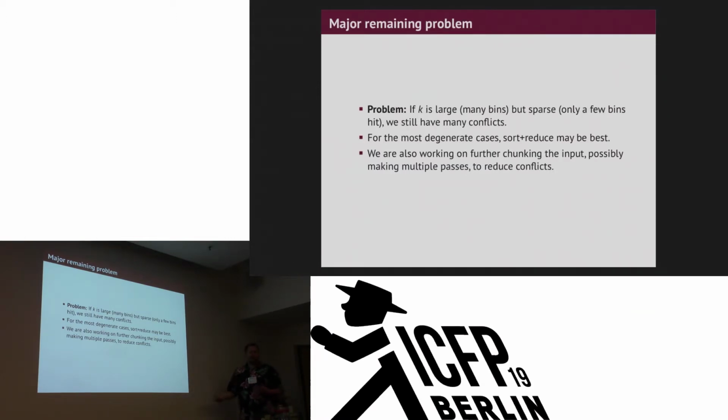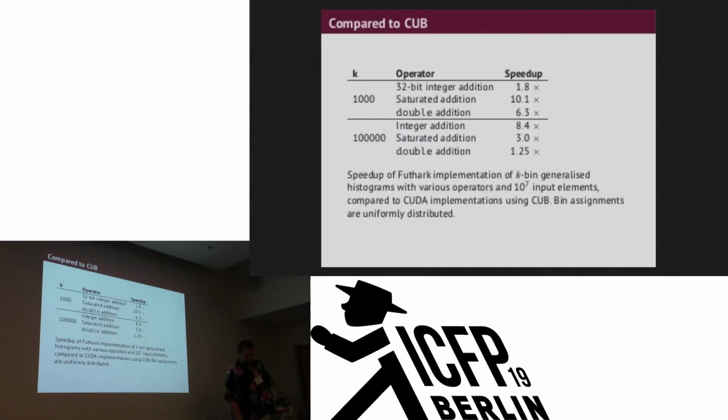And we also work on various other techniques, because we have to write a paper about this, where we chunk the input and make multiple passes to try to reduce the conflicts, based on first running an inspector to estimate how many conflicts we will have. But this is not really implemented yet, except in a manual prototype, and I don't think it's really worth it for most real programs.